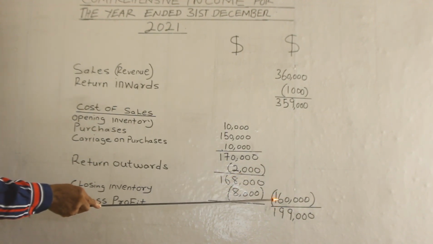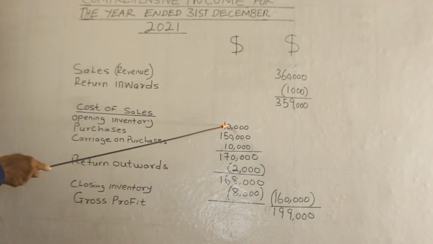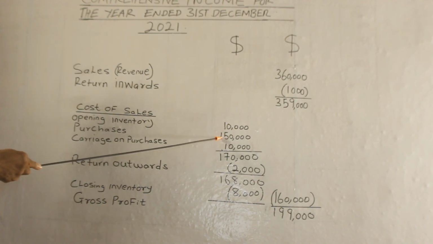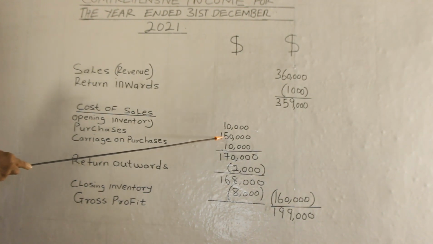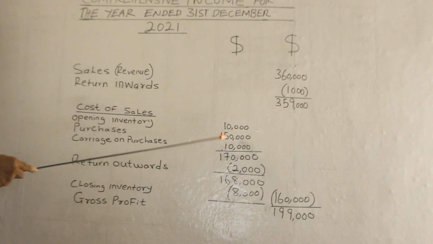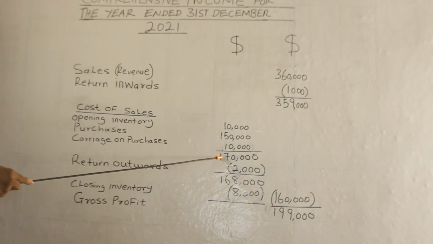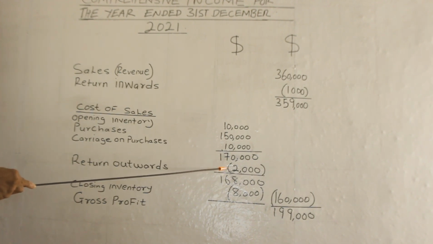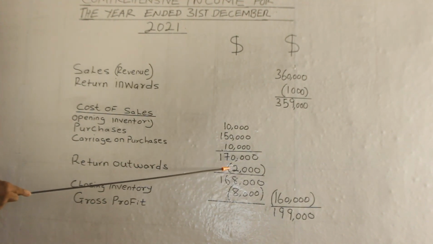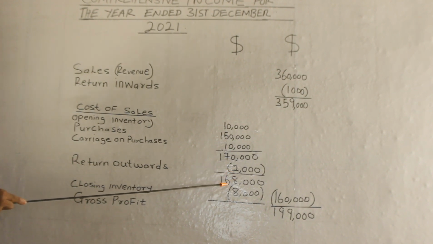Now, the cost of sales is our purchases. Why? Because the $10,000 here represents old purchases, which is now opening stock, plus new purchases of $150,000. We added the transportation for carriage, which is called carriage on purchases, $10,000. It becomes $10,000 plus $150,000 plus $10,000, which gives us $170,000. Then the part of this $170,000 that was returned, which is $2,000, which we call return outward, was deducted. $170,000 less $2,000 gives us $168,000, which is the cost of goods available for sales.